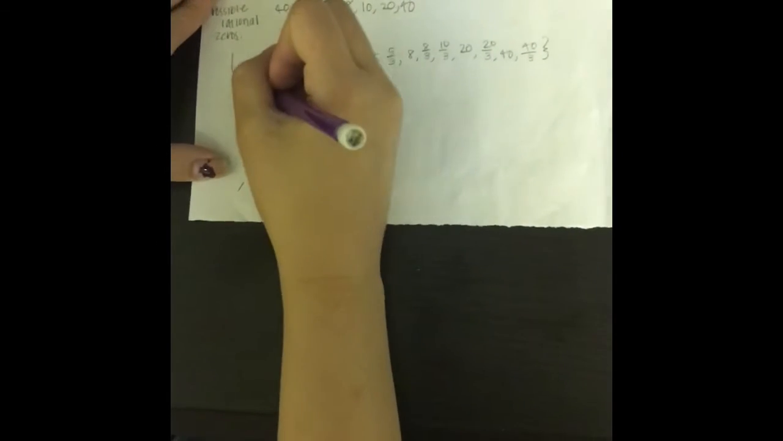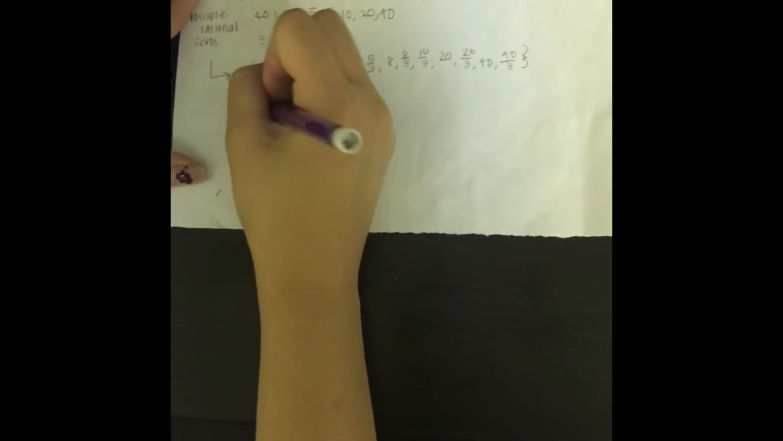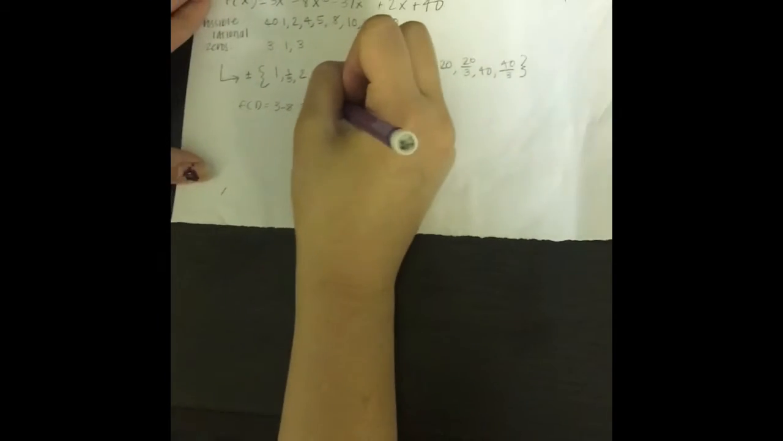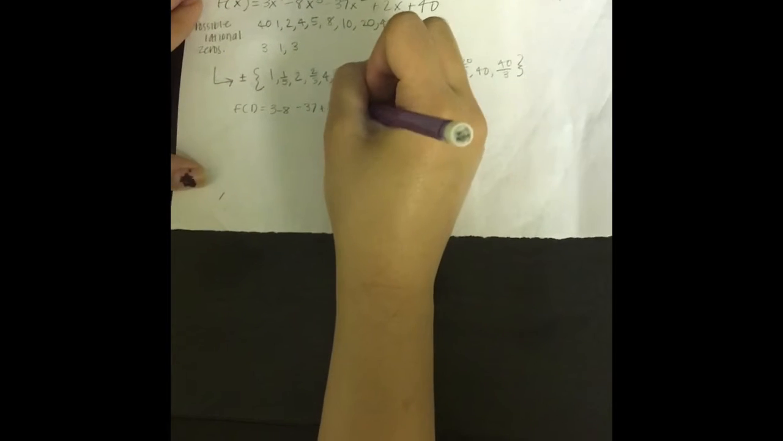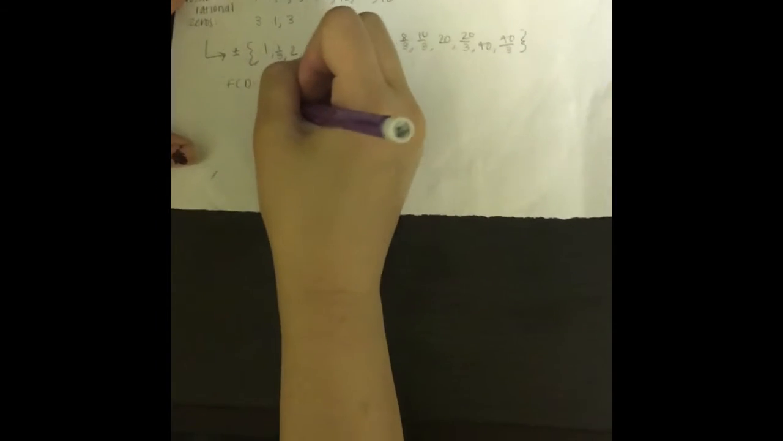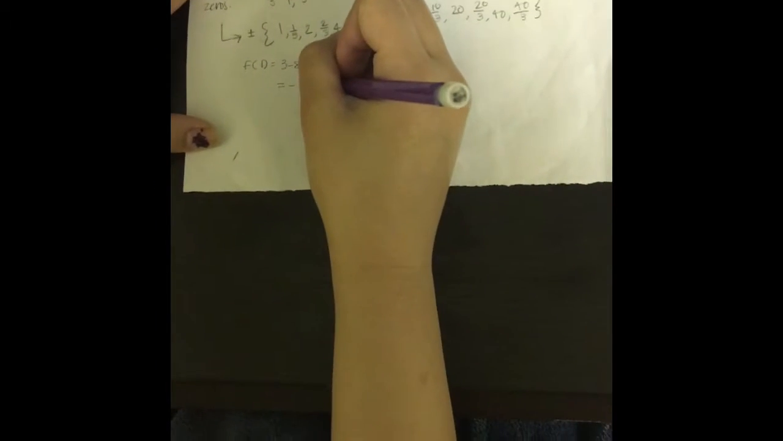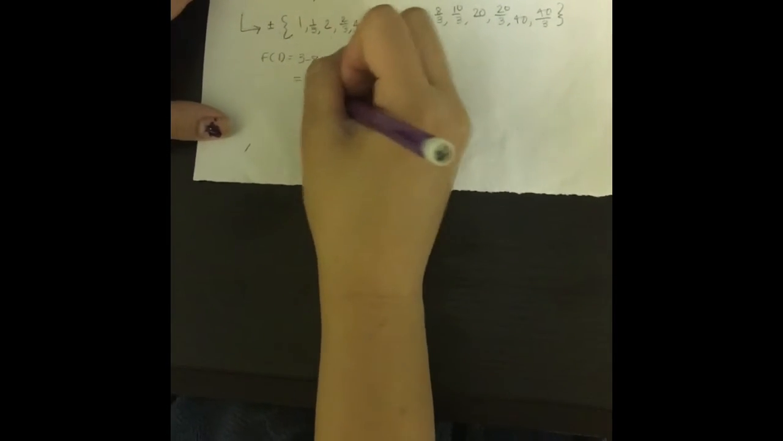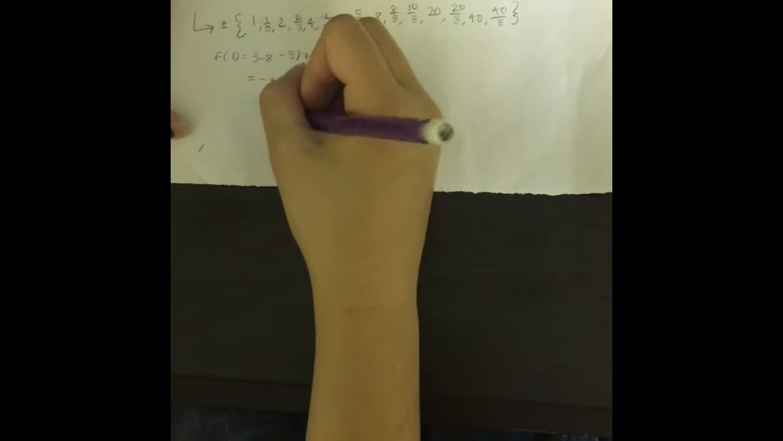After that, we're going to plug in 1 to see if 1 is a factor because it's the easiest one to plug in. When we do that, we get 3 minus 8 minus 37 plus 2 plus 40. We equal that to negative 42 plus 42 and equal that to 0, which means that x minus 1 is a factor.